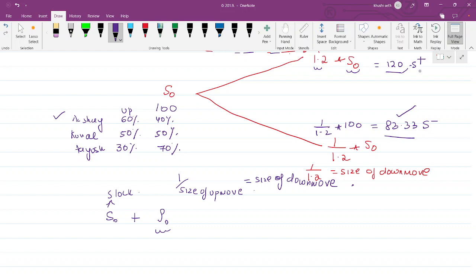So how is this a hedged portfolio? Now, if the price of the underlying in the spot market decreases, we are going to lose out on the long spot position.